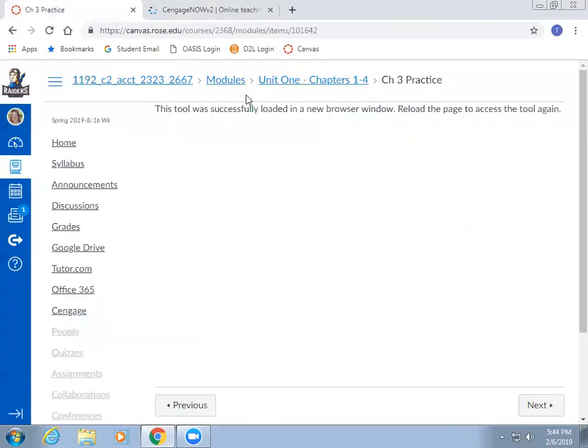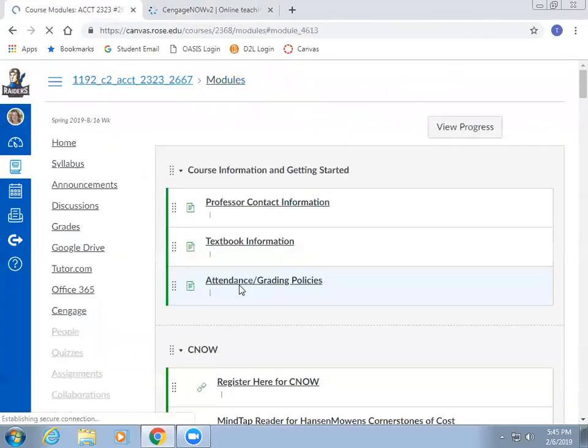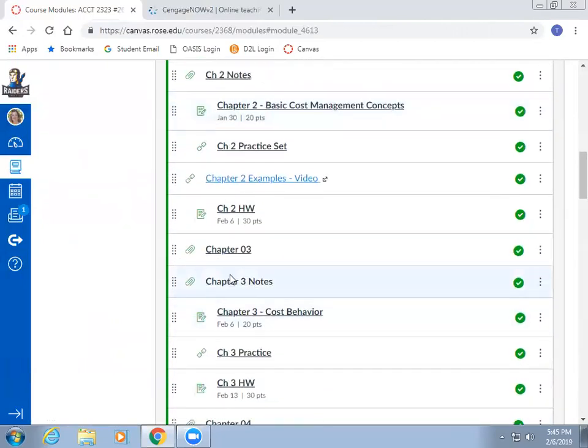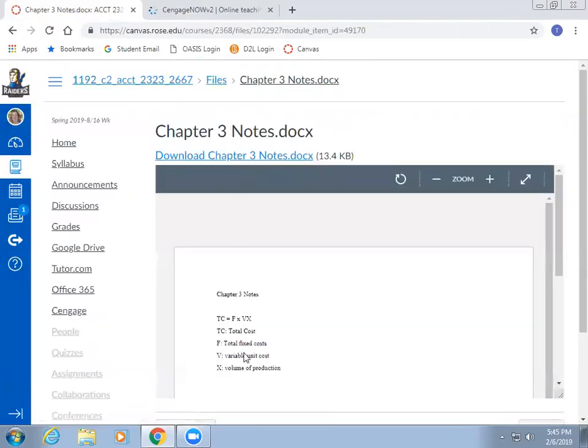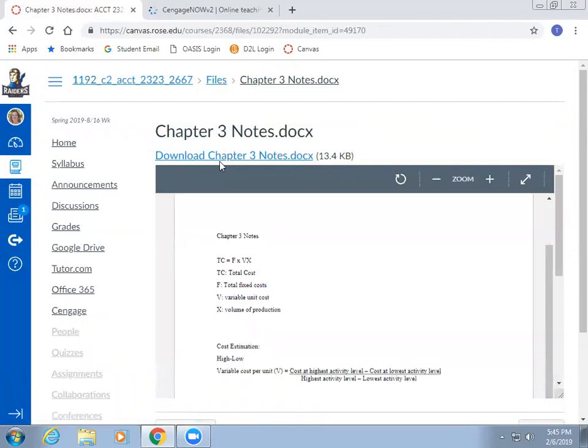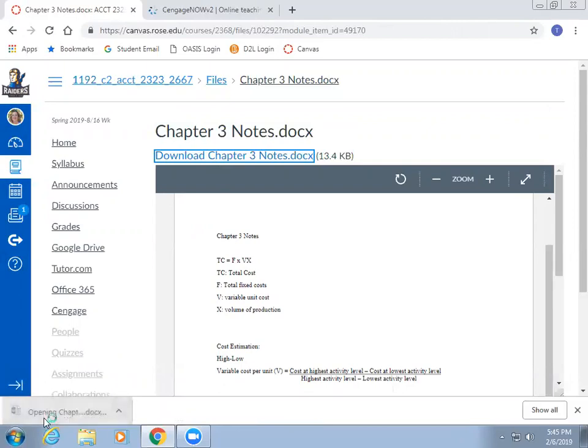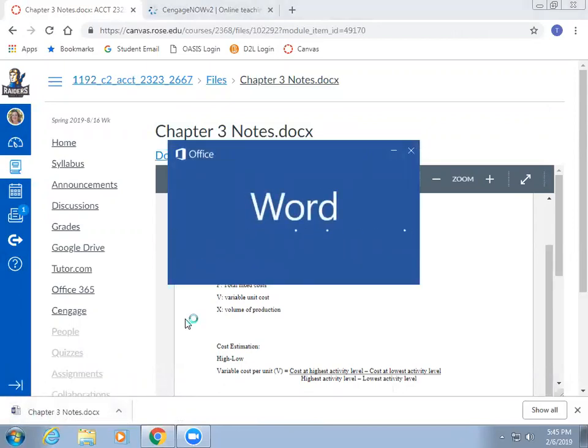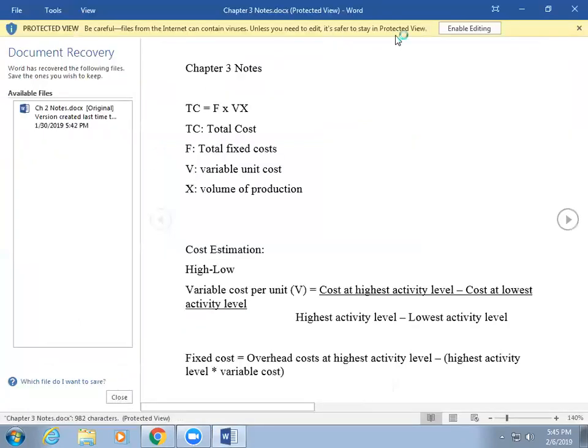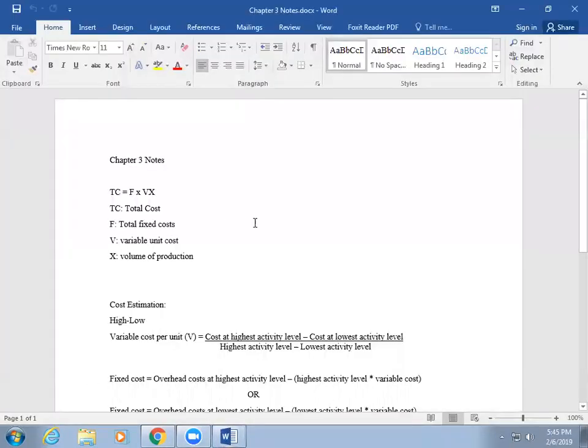While I'm thinking about it, on Canvas also, I think I pointed them out in Chapter 2, but there are some Chapter 3 notes. So, feel free to use those. I'll open it up just real quick here, just kind of show you. So that first one is just showing the cost equation or cost function. Total cost equals fixed cost plus variable unit cost times whatever our volume of production is. So again, total cost of producing a product is both fixed plus variable costs.